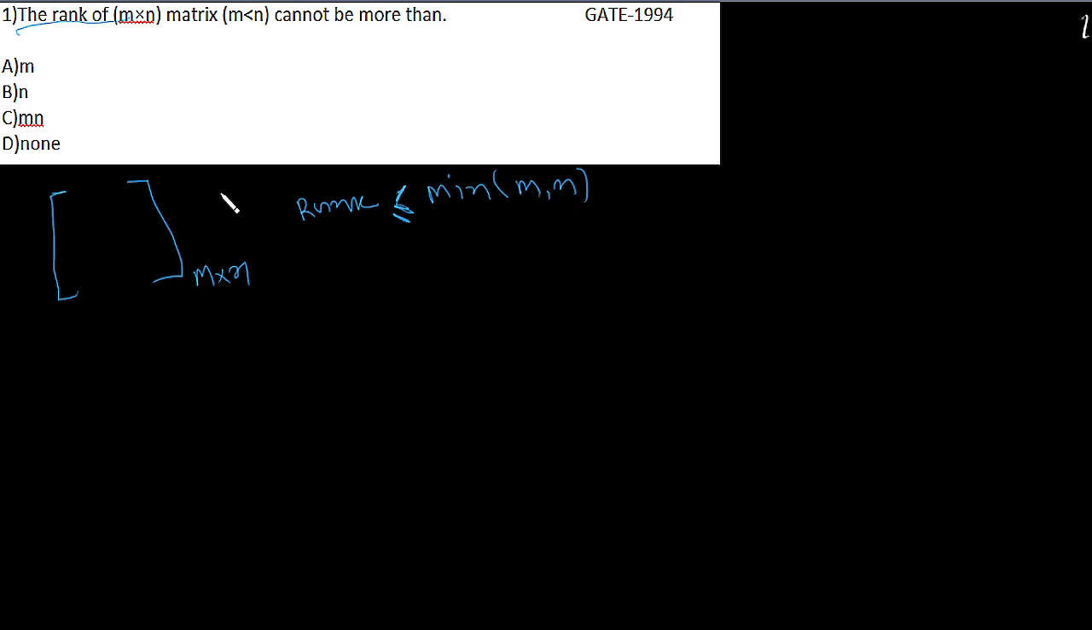So here the condition is given that m is less than n, so we can say that the rank of our given matrix must be less than or equal to m. The highest rank possible for this matrix is m. It cannot be more than m. It may be less, but not more. Okay, so option A is the correct one. Let's move to question two.